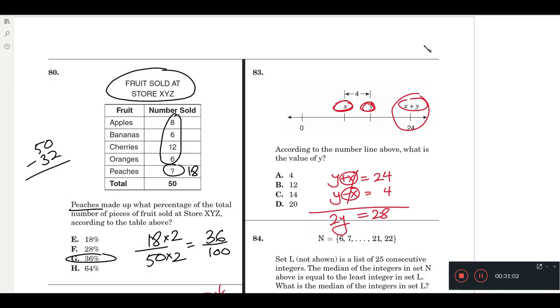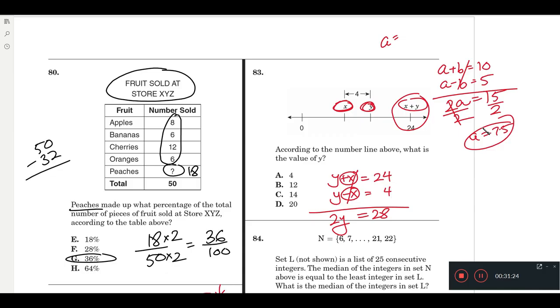Now let's talk about system of equations a little bit more. Let's say I have a plus b equal to 10 and a minus b equal to 5, and I want you to solve for a. What you could do is just add these two equations. What is a plus a? 2a. And b cancels out. 10 plus 5 is 15. So we divide both sides by 2, and a is equal to 7.5. That's how we can solve it.